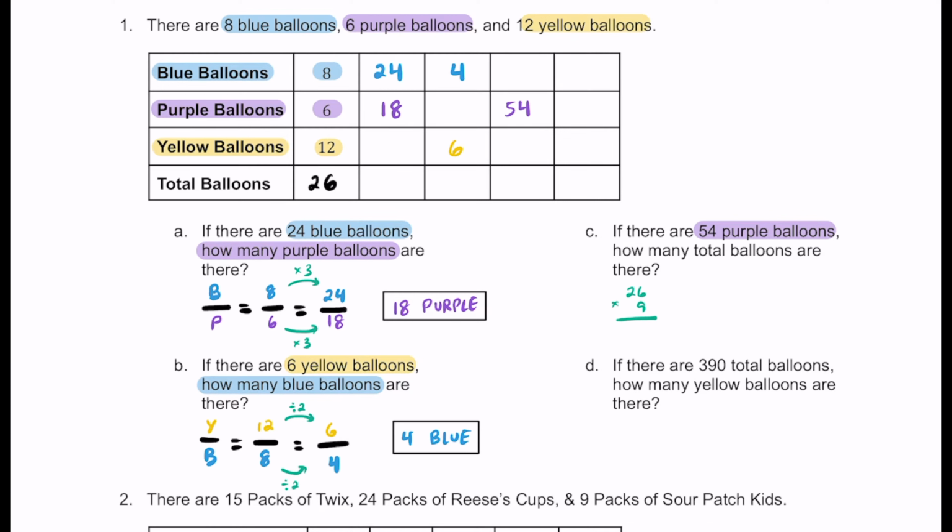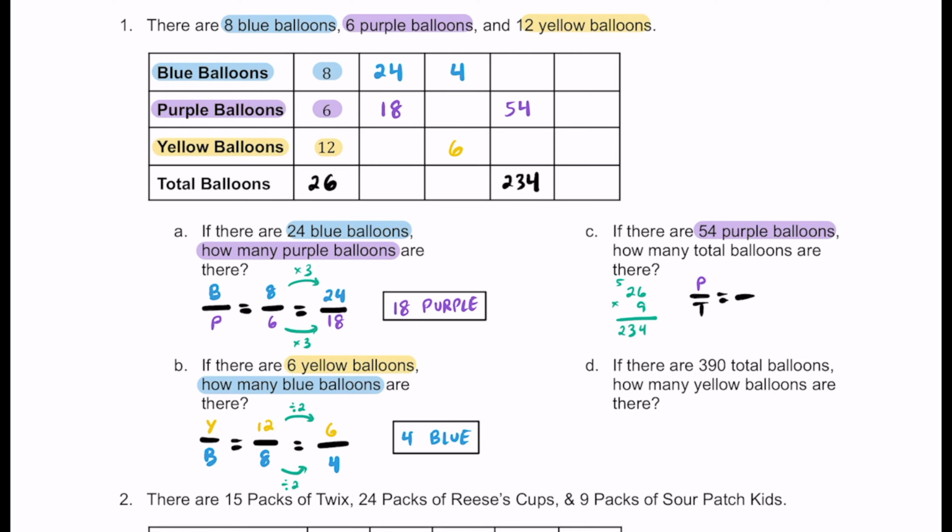Again, if you can do that calculation in your head, then great. If not, you should go ahead and write it down. That's 54. 18 plus 5 is going to be 23. So there should be 234 total balloons here if there were 54 of these purple ones. So if you were setting up a ratio here, we could say purple would be on top and then total would be on bottom.